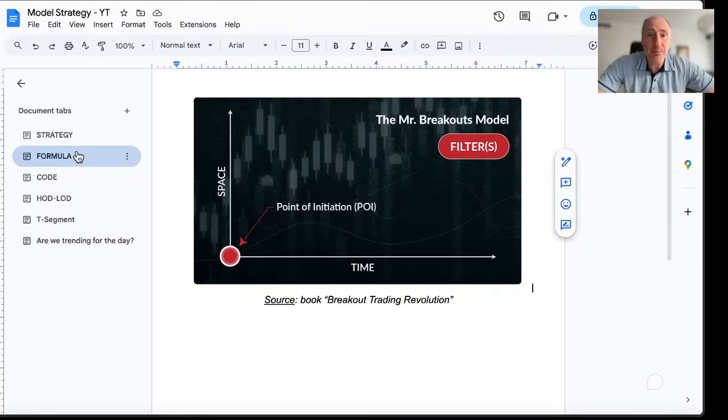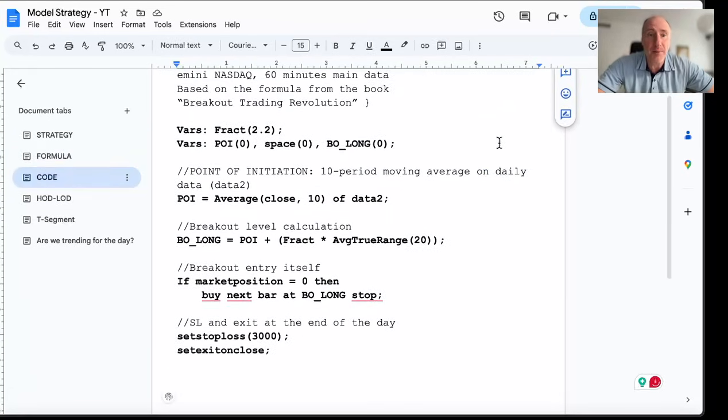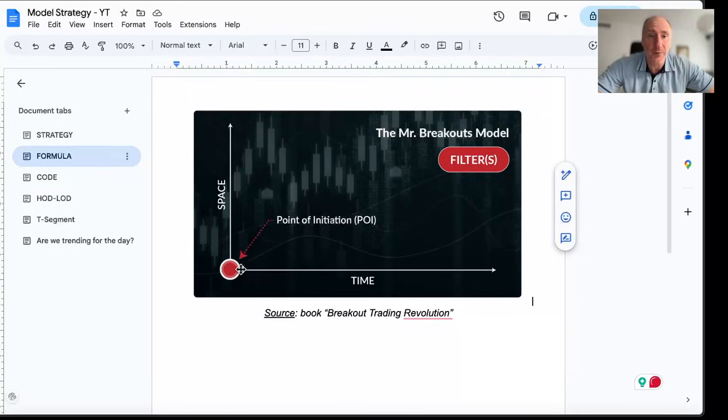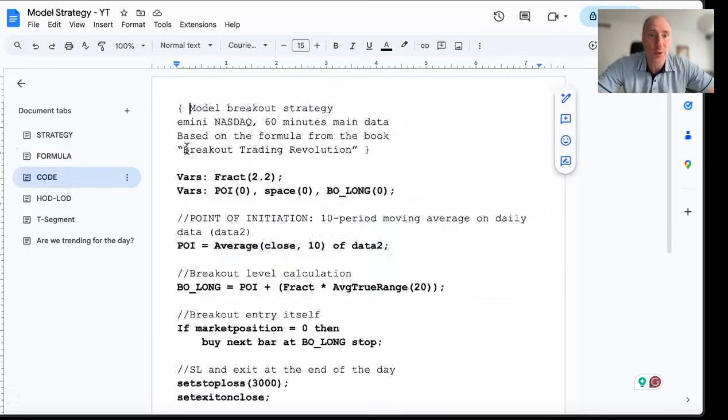It's based on the Mr. Breakout's formula from the Breakout Trading Revolution code. As you can see, the entry and exit is extremely simple. It cannot get any simpler. So basically, we're using the formula, which is based on some point of initiation from which we calculate space where we enter the position, and alternatively we limit with some time, which we do not do here.